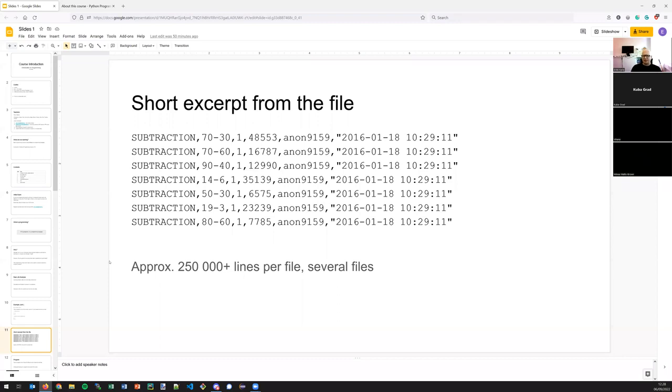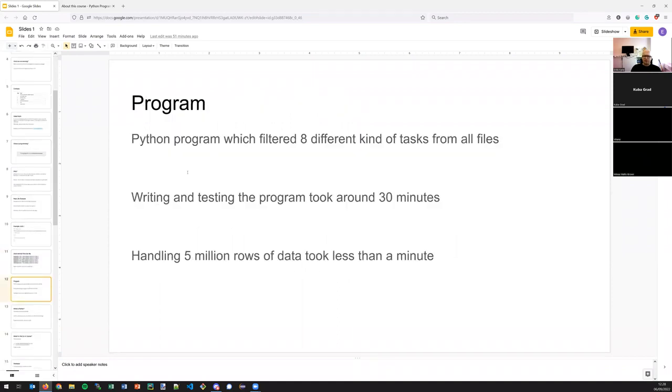It's difficult to do with the existing tools as well. If you try to load it in Excel, there are way too many lines, and it's not that easy to filter out the specific lines and so on. So I wrote a Python program that basically filtered the 8 different kinds of tasks from all files. What it did is it read all those 5 million rows, and then it split them into 8 different files, where each of those files contained only the desired kind of calculations.